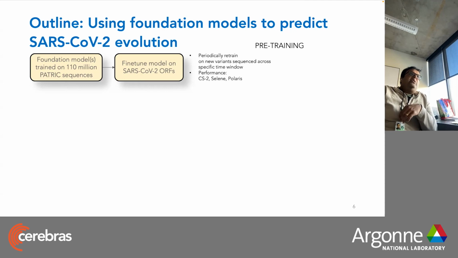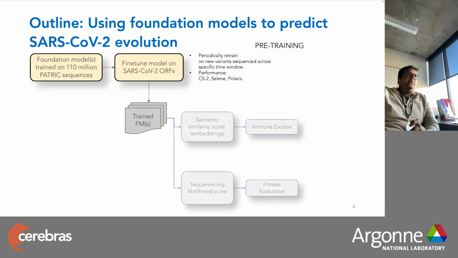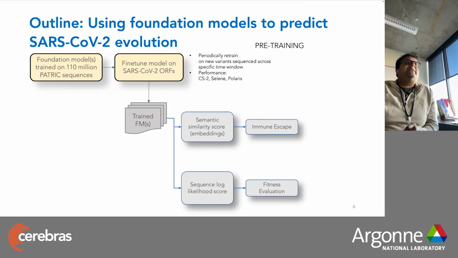And then you can fine-tune the model on the SARS-CoV-2 open reading frames. An open reading frame is basically a collection of genes that are put together. And then you can periodically retrain on new variants when they come across, using a specified time window. And then we are going to measure performance on CS2, Selene, and Polaris. So these trained foundation models are the basis for how we train and build these models. And from the trained foundation models, you can extract what is called a semantic similarity score, which basically tells you, given a particular variant, how far away it is from the average of seeing all these sequences.